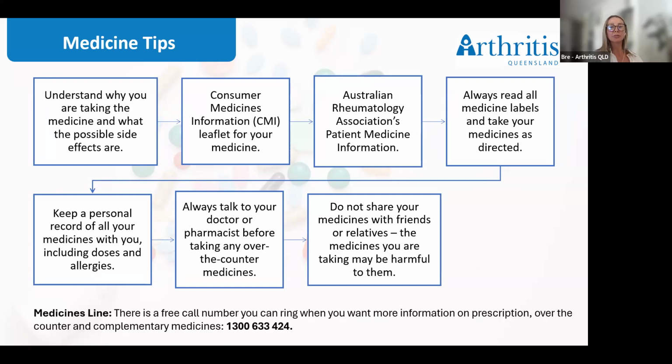So there's a really great infoline number that you can call. It's a free infoline call number. It's called Medicine Line. And if you have any medication questions, you can ring this infoline number. It can be anything about prescription or over-the-counter medications or even complementary medicines. And there will be a pharmacist or a healthcare professional at the end of the phone that can actually talk to you about that medication. So their free call number is 1300 633 424.